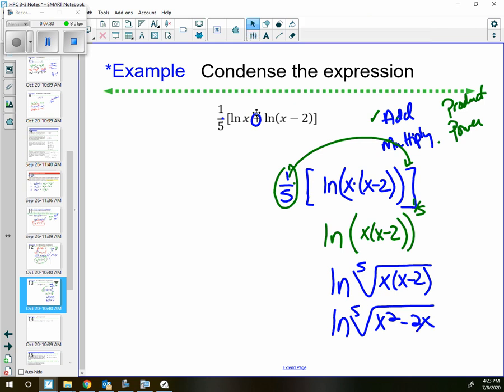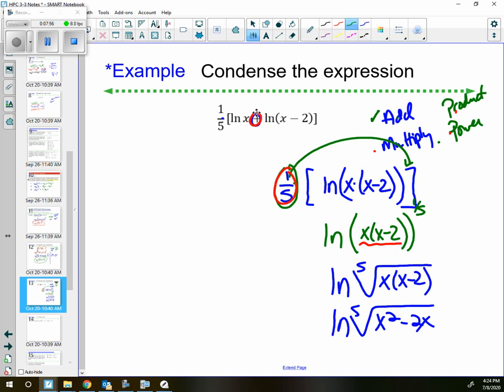So this was dealing with the addition first because it's inside the grouping symbol. So add means the product property, so I multiplied. And then dealing with that number out front as the multiplication, that's the power property, and I brought it up top, to the entire argument though, right? That entire thing would be under that 5th root or radical.